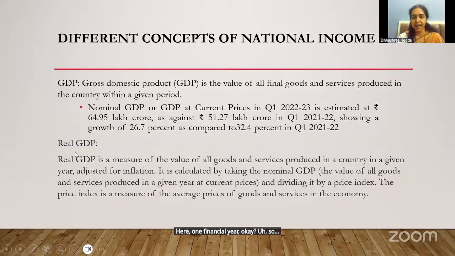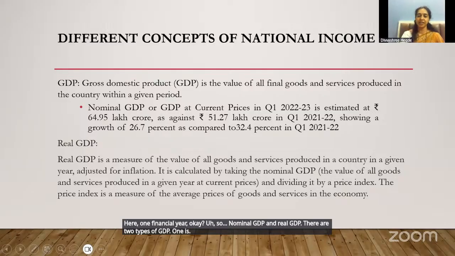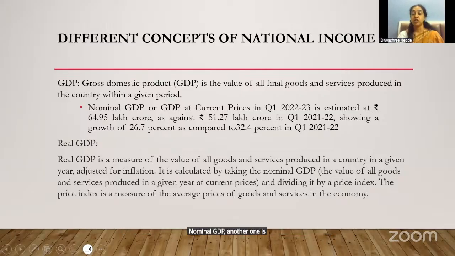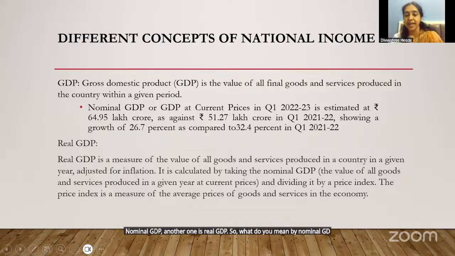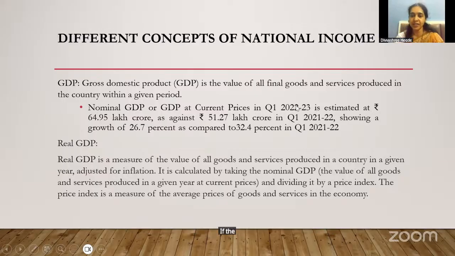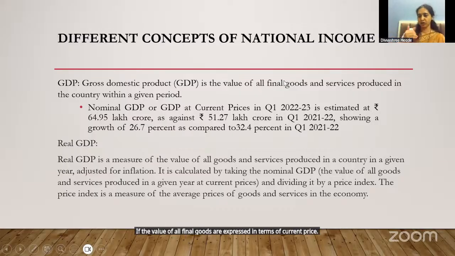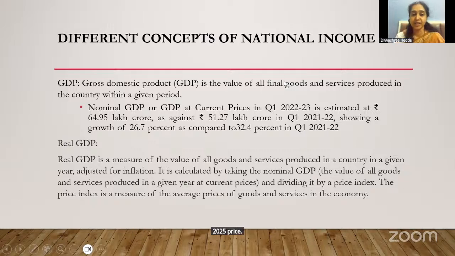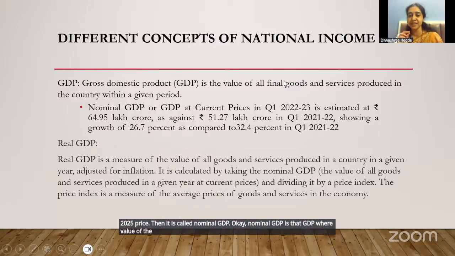Nominal GDP and real GDP. There are two types of GDP. One is nominal GDP, another is real GDP. So what do you mean by nominal GDP? It is the value of all final goods. If the value of all final goods is expressed in terms of current price, 2025 price, then it is called nominal GDP. Nominal GDP is that GDP where the value of the products is expressed in terms of present price, current price.